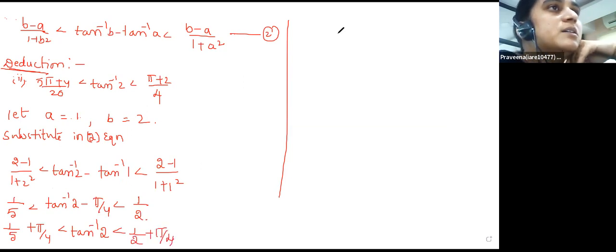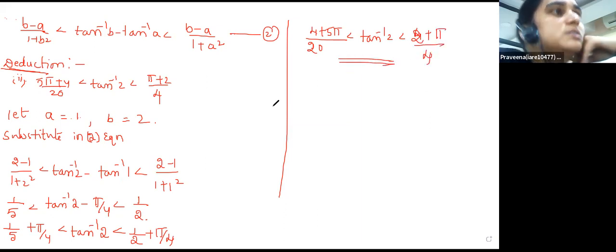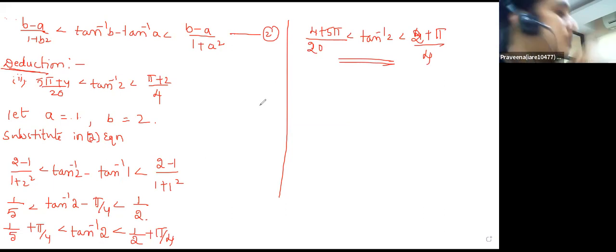Okay, from that LCM is 20, that is 4 plus 5 by 20 less than tan inverse 2 less than 4 plus 2 plus 5 by 4. This is the proof for the second deduction. Note down all of you this.